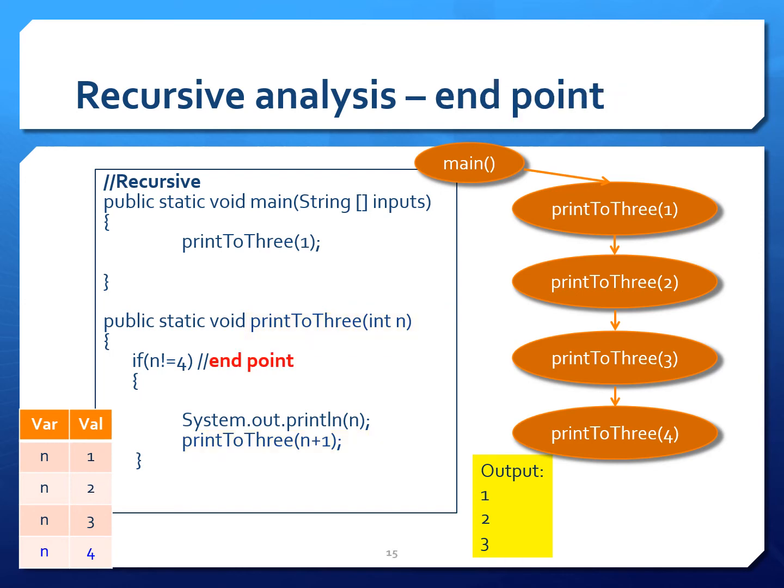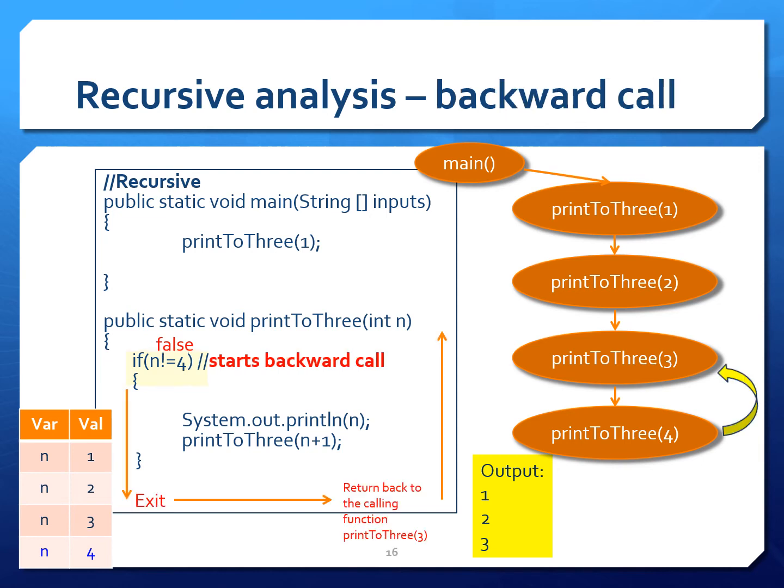Then, it goes into another copy of the same method again. It will check for the endpoint condition, which is false now. Since the recursive call has hit the end call, the backward call operation starts. It will go back to the previous copy of the method, which is print to 3 with input 3.